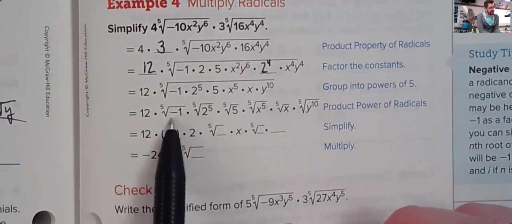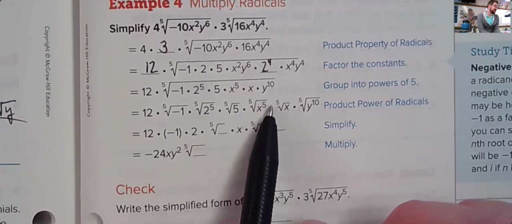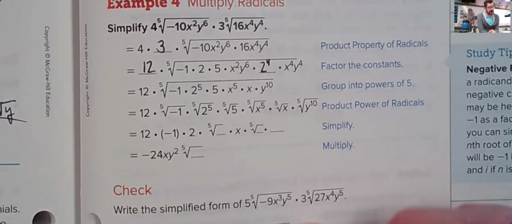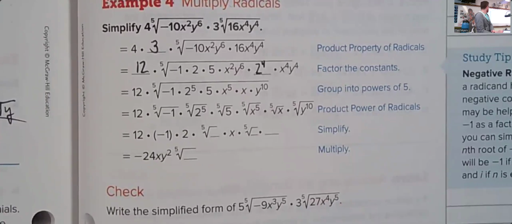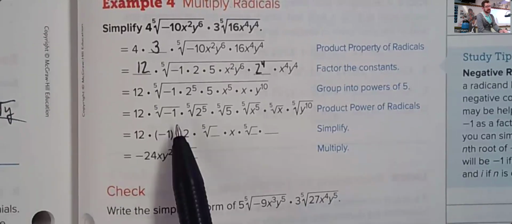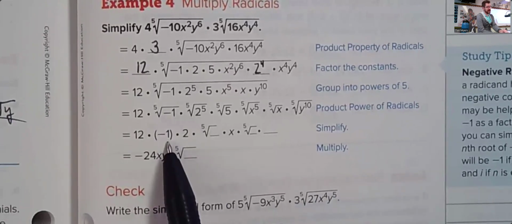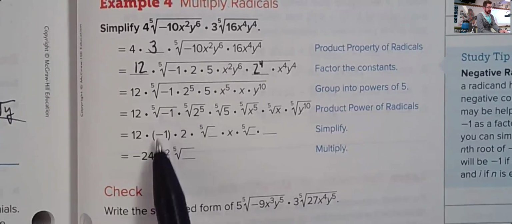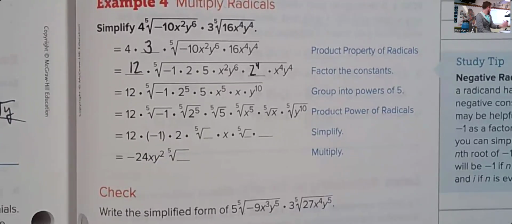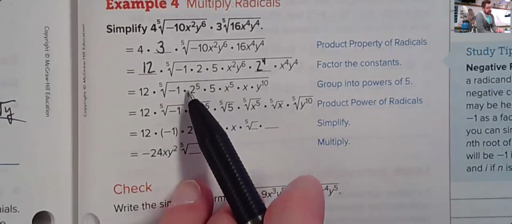So the 5th root of negative 1 times the 5th root of 2 to the 5th times the 5th root of 5 times the 5th root of x to the 5th times the 5th root of x times the 5th root of y to the 10th power. And then it says to simplify. The 5th root of negative 1 is negative 1. Negative 1 multiplied by itself 5 times is negative 1. So that actually is a perfect fit. Negative 1 is also a perfect fit, which technically means we could have written a little 5 right next to it right here if we wanted to as an exponent.